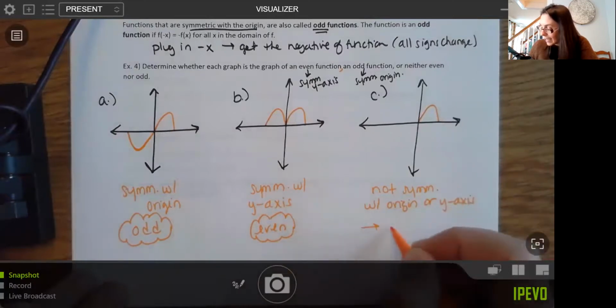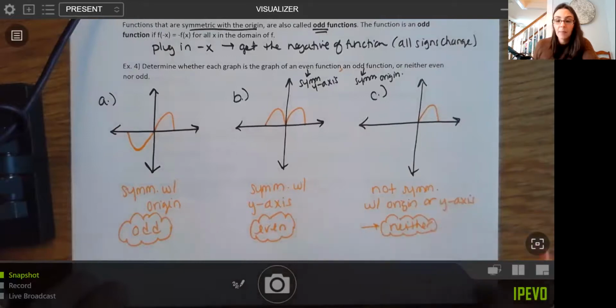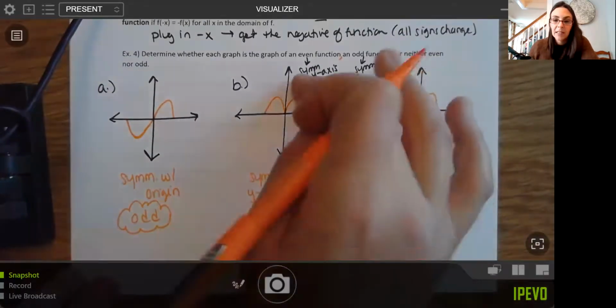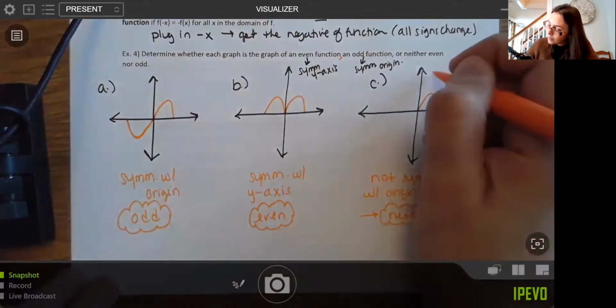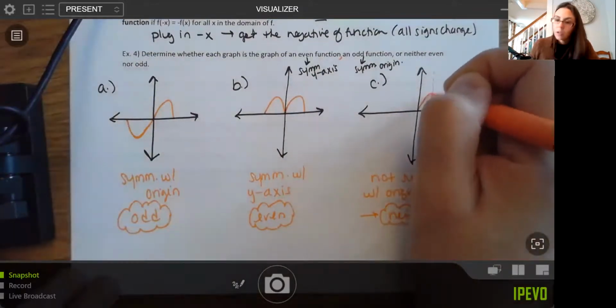So we just say that it's neither. It's neither even nor odd. It doesn't mean it's a bad function. It just doesn't have these specific kinds of symmetry. This one here does kind of have its own symmetry, right? If you look at it this way, it would be symmetric along that line.